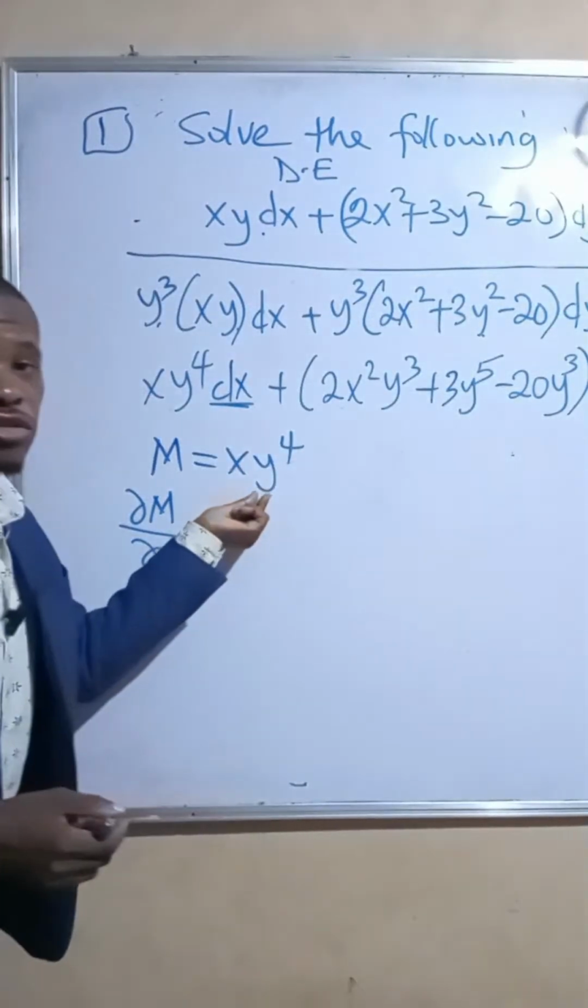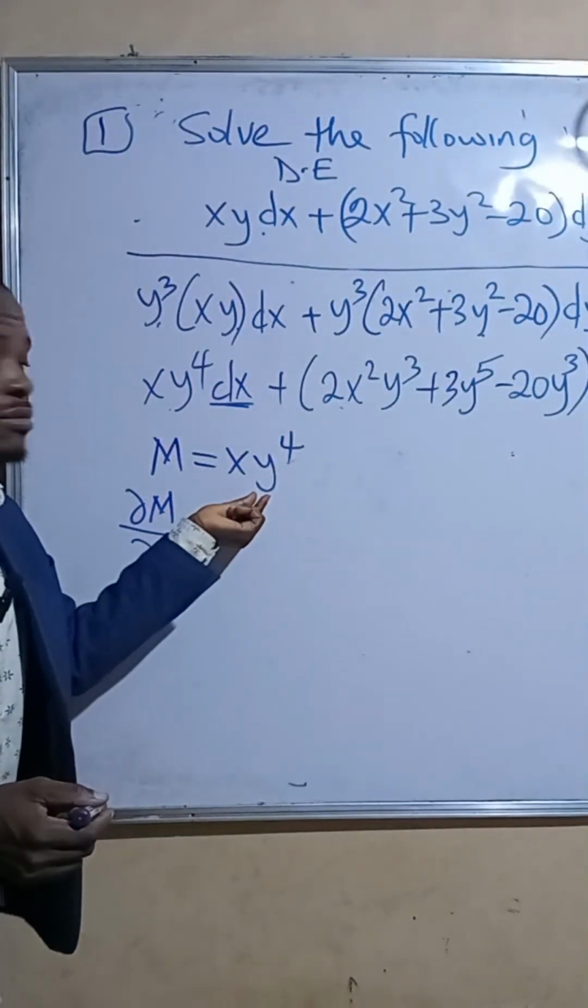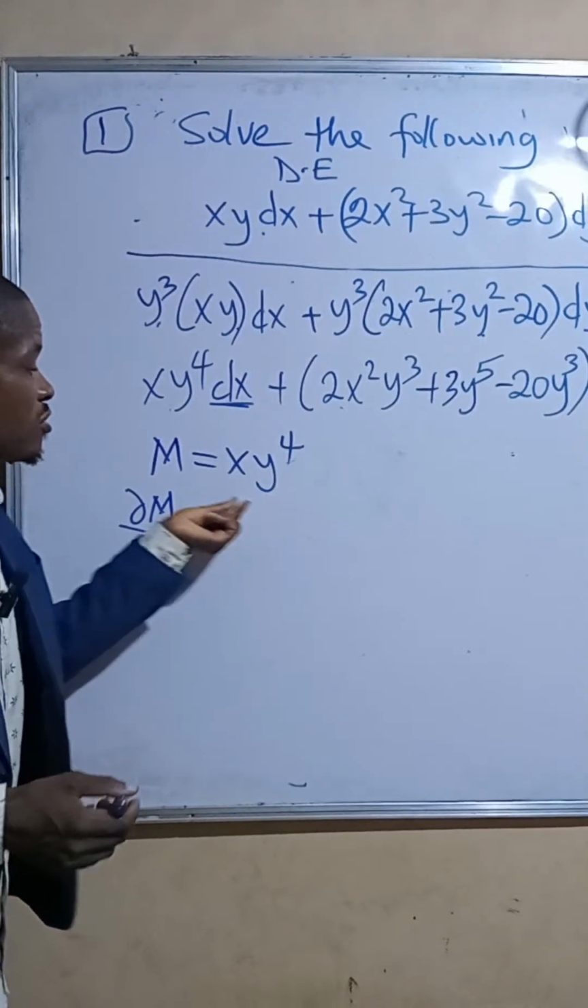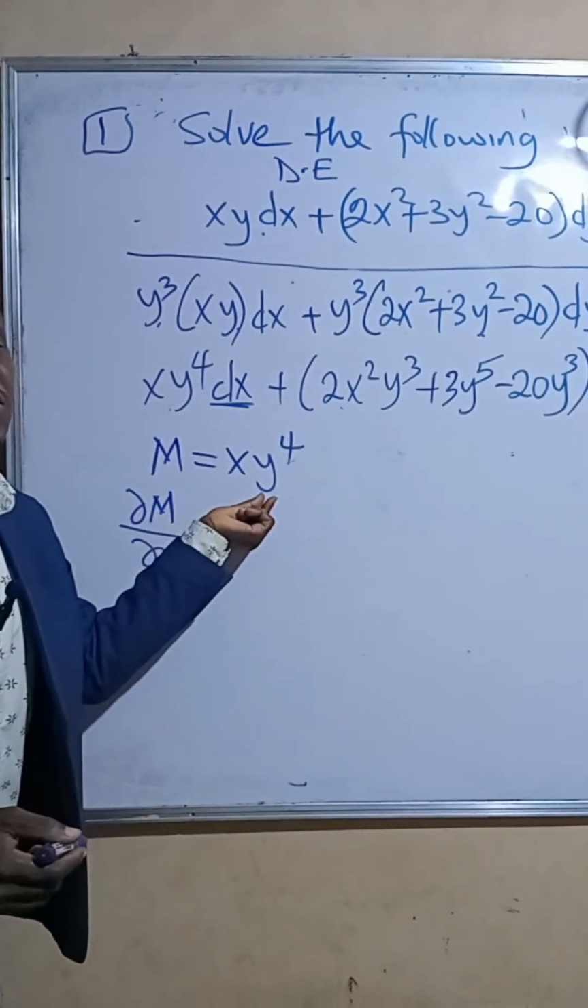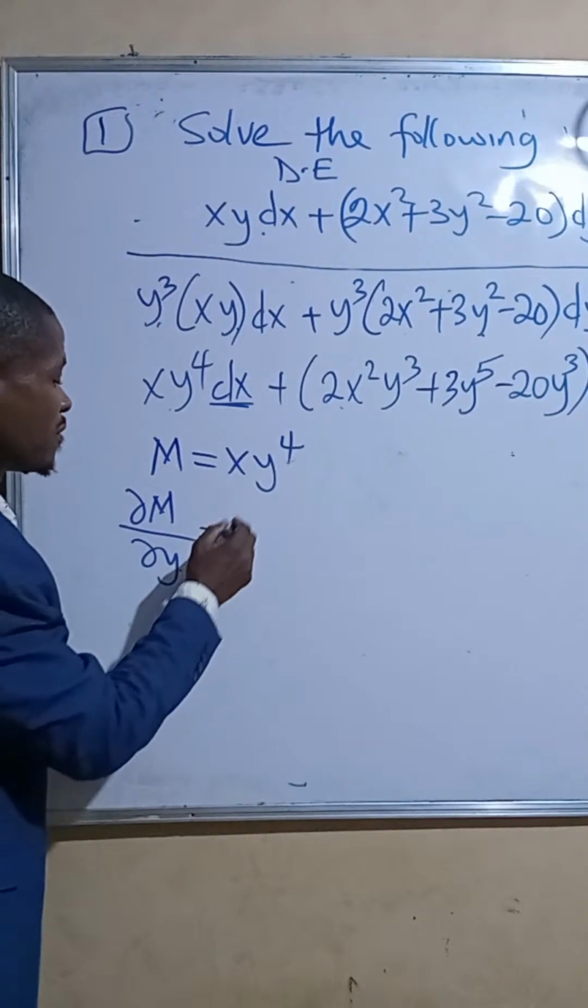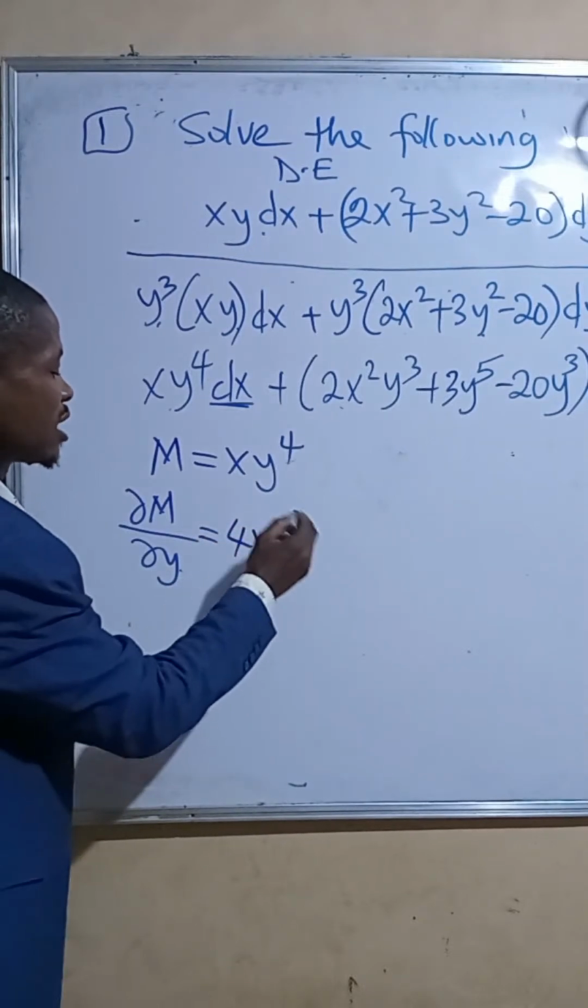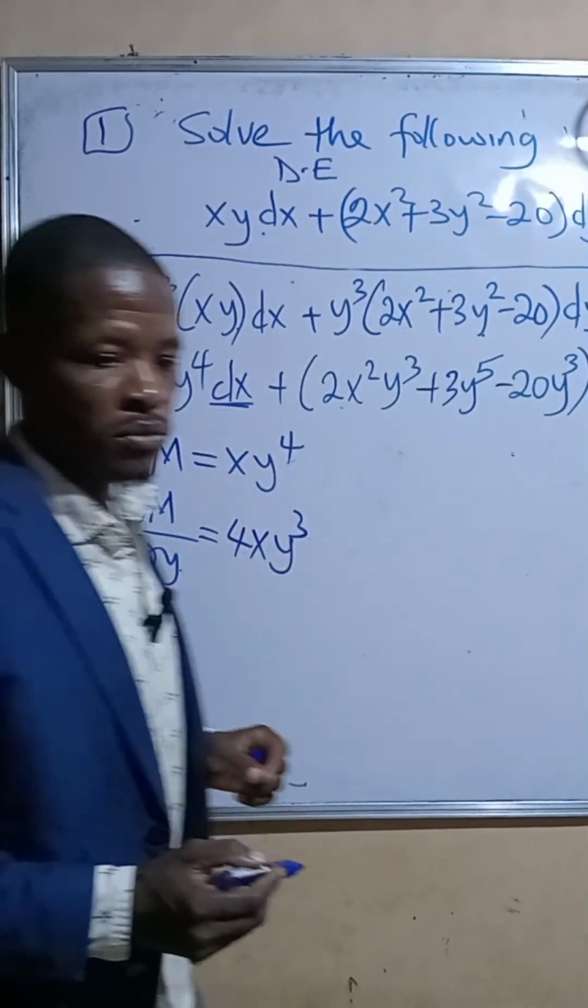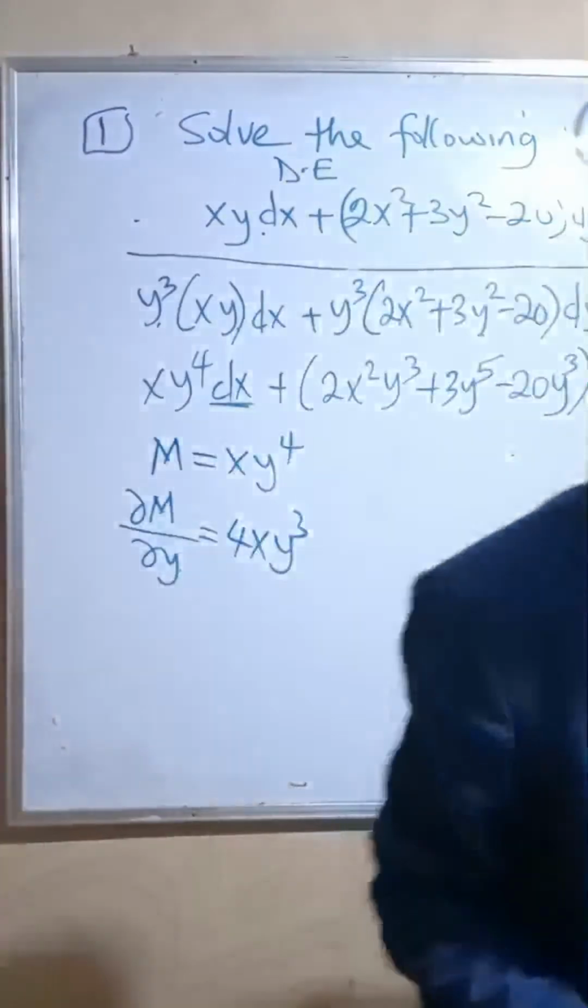I'm differentiating with respect to y. So I'm going to keep the x constant and differentiate y to the power 4, and that will be 4xy cubed. That one is done.